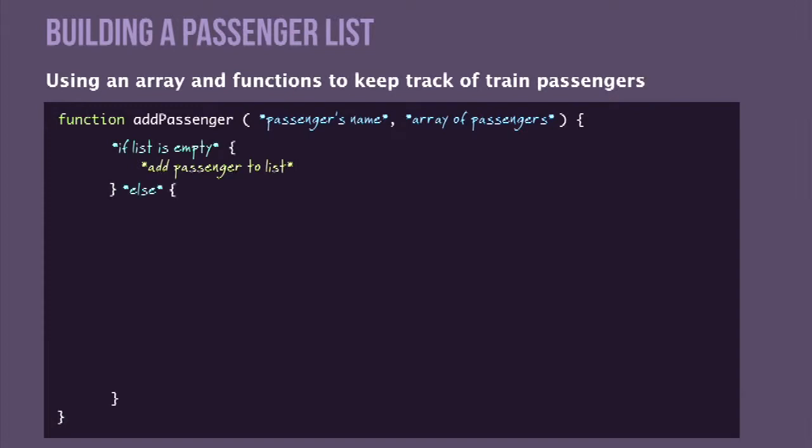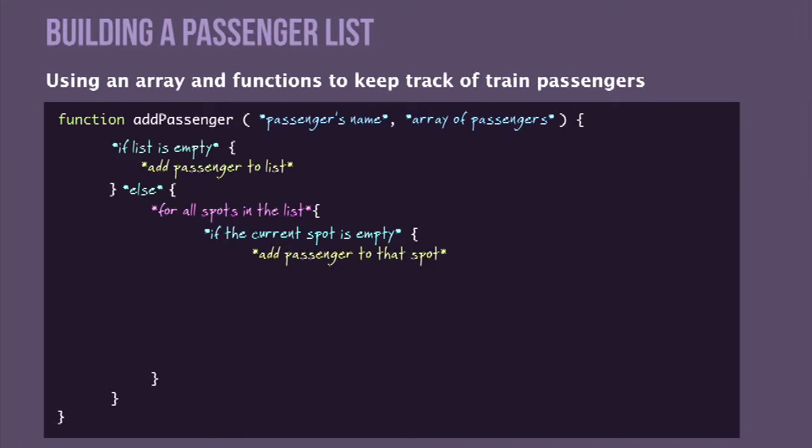Otherwise, we know the list is not empty, and so we need to find the exact right spot to put the new passenger. So what we do is we iterate over all spots in our passenger list, and if the current spot is empty, we want to add our current passenger to that spot since it's empty, and then we want to exit the function.